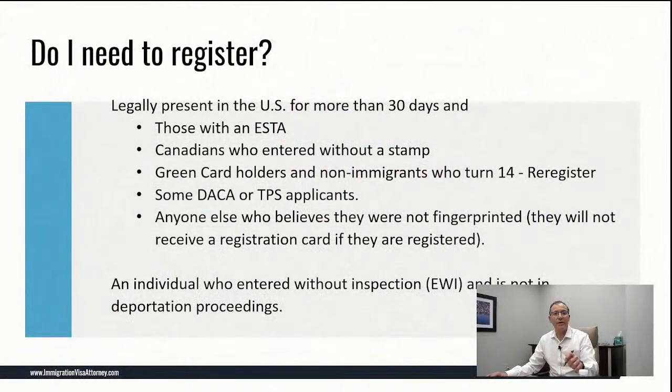Let's put that slide on right here for you and go over it. The USCIS website has very nice details about all the requirements, who's required and who's not required, but I kind of distilled it to a simpler presentation for you. Basically, legal immigrants and non-immigrants in the United States must register if they are here for more than 30 days and if they are on a visa waiver, on ESTA.